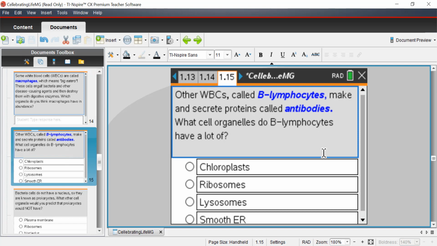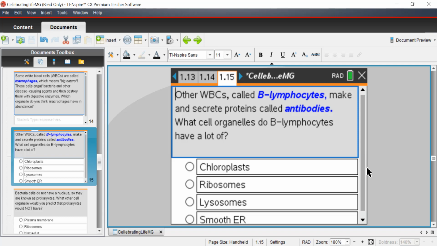Other white blood cells called beta lymphocytes make and secrete proteins called antibodies. You may have heard of antibodies. Every time the flu comes around or there's a heavy cold season, you might hear people talk about an antibiotic. Well, your body makes its own antibiotics that are called antibodies, and it means basically they're against these foreign invaders in your body. What cell organelles do beta lymphocytes have a lot of?